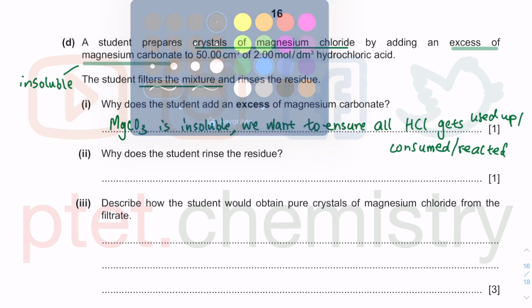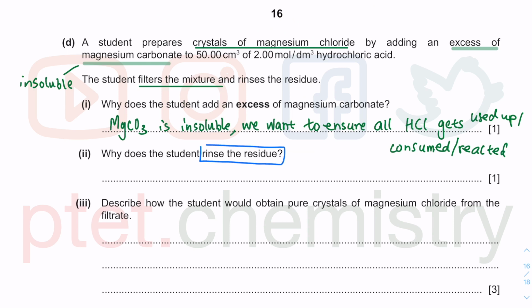Why does the student rinse the residue? The stuff we want is actually soluble, that's why we can crystallize it. Crystallization, you obtain the solid from the soluble salt itself from the solution. So this is to wash off any soluble salt that we form. You are forming the magnesium chloride solution, which is soluble, and some of it may be stuck onto the magnesium carbonate residue. So you want to wash it off and ensure as much of it is collected as possible.